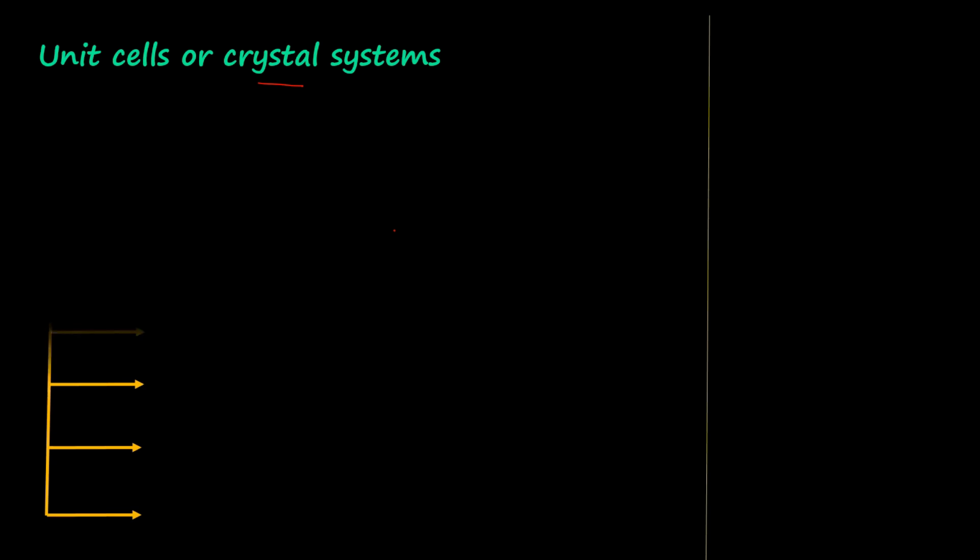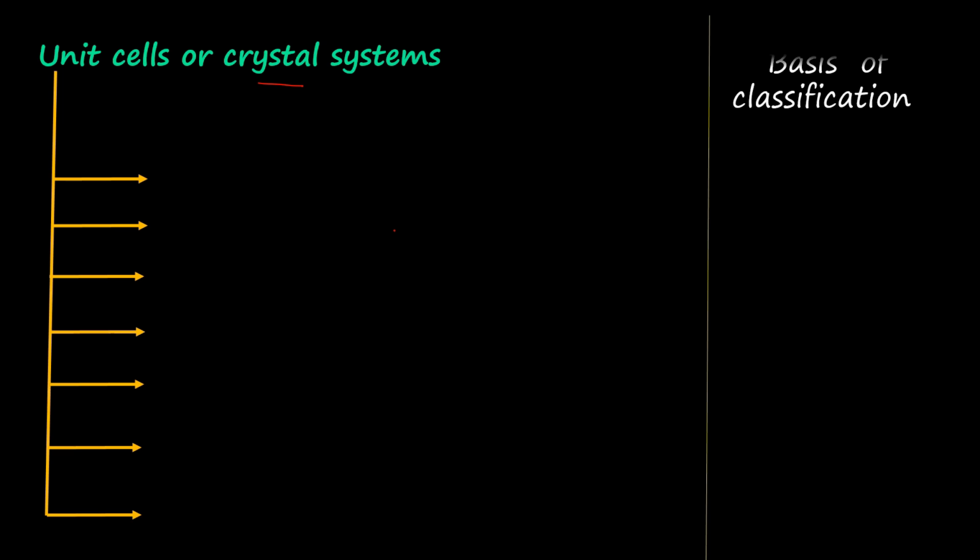Thank you. We will discuss unit cells, otherwise called crystal systems. The basic three-dimensional repeating unit in a crystal lattice is called a unit cell or crystal system. There are 7 types of unit cells. We will discuss them one by one. But what is the basis or criteria of this classification?